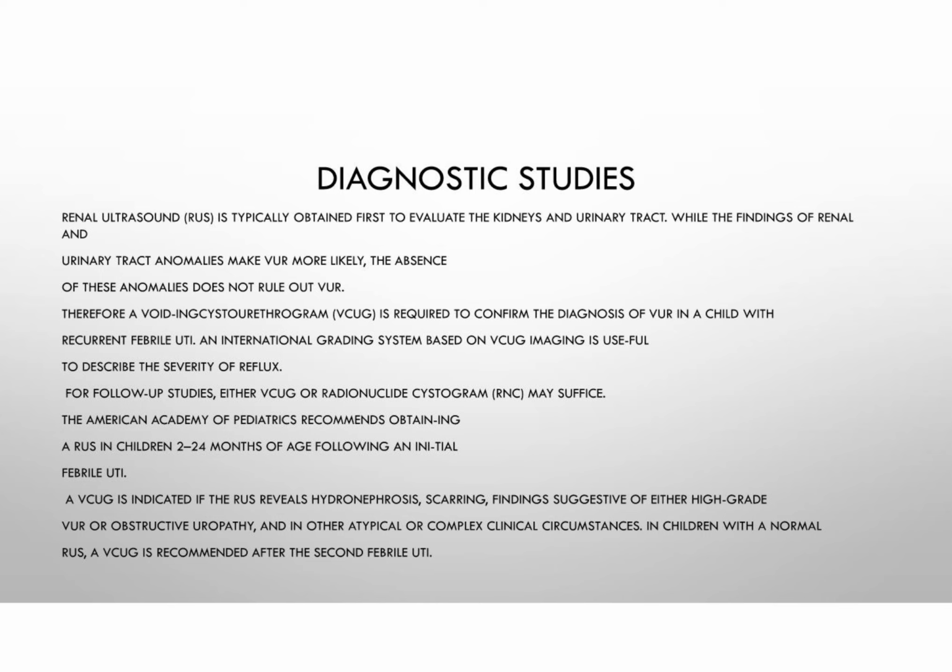Diagnostic studies. Renal ultrasound, RUS, is typically obtained first to evaluate the kidneys and urinary tract. While the findings of renal and urinary tract anomalies make VUR more likely, the absence of these anomalies does not rule out VUR. Therefore, voiding cystourethrogram, VCUG, is required to confirm the diagnosis of VUR in a child with recurrent febrile UTI. An international grading system based on VCUG imaging is useful to describe the severity of reflux. Complex clinical circumstances. In children with a normal RUS, a VCUG is recommended after the second febrile UTI.